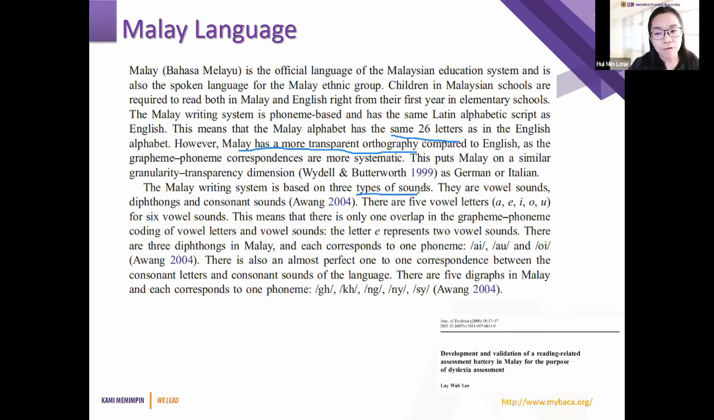There are only 3 types of sounds or phonemes in the Malay writing system, which are the vowel sounds, the diphthongs, and the consonant sounds. There are 5 vowel sounds for 6 vowel letters, so the mapping is very direct, except for the letter E. For the consonants, it is a direct one-to-one grapheme and phoneme mapping. Other than that, we just have a small set of digraphs, where 2 letters correspond to 1 phoneme. So Malay language is very simple. If you are planning to learn a foreign language, I think you should start with Malay.